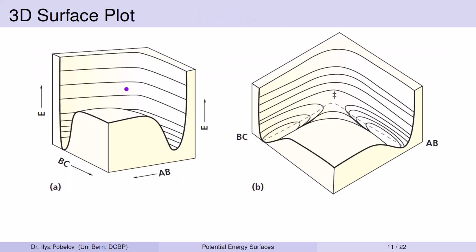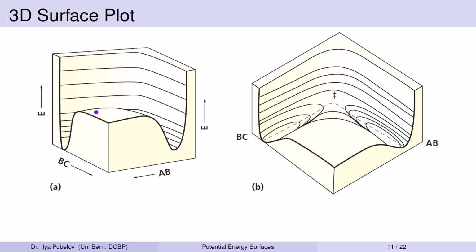This 3D representation of the potential energy surface for our example reaction illustrates how the potential energy varies as a function of the interatomic distances RAB and RBC. The energy is plotted along the vertical axis, while the interatomic distances are on the horizontal axis. The arrows indicate the directions in which the interatomic distances increase.